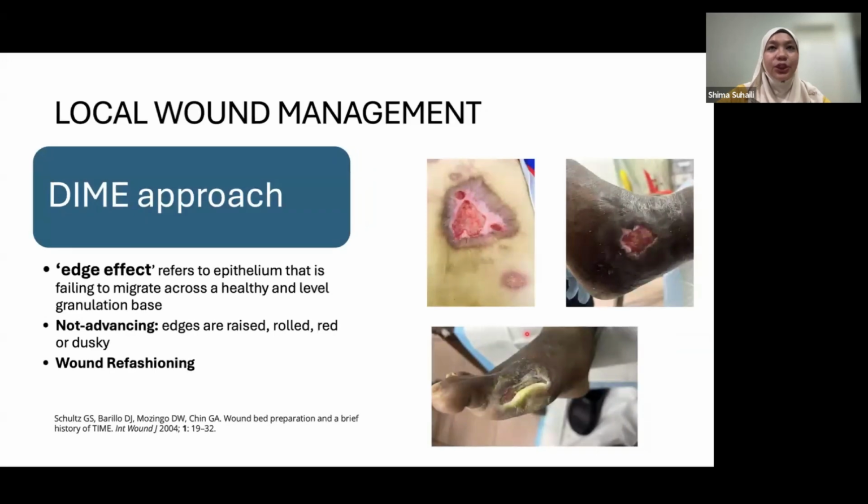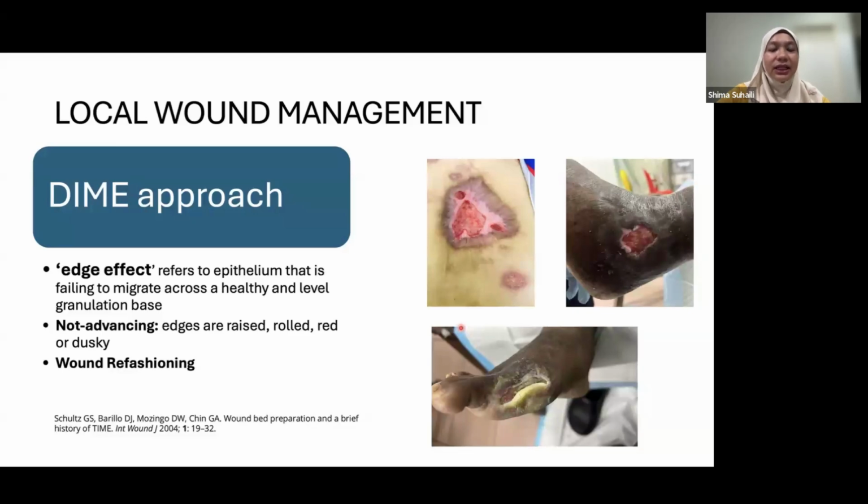When a wound is non-advancing, usually there is an edge effect, where the epithelium fails to cross the wound bed. So from there we have to check why. Does the patient have a fibrous edge, or a rolled edge, or callosity like this? Or maybe a rolled edge, either rolled up or rolled down. If the patient has a problem with the edge of the wound, we have to do wound refashioning so that the wound can heal.